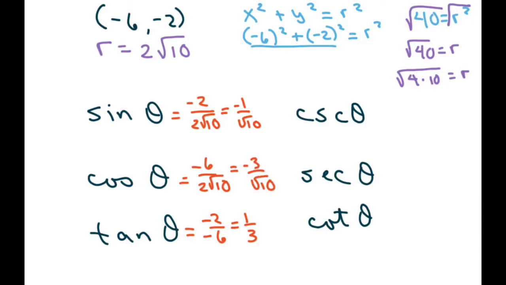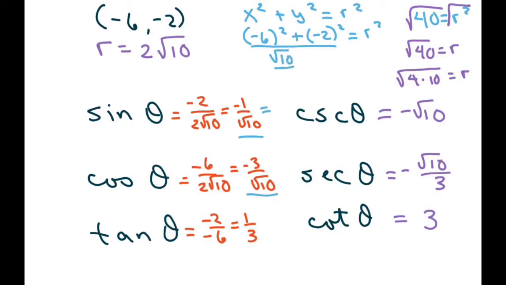So for these, you just flip everything. This will be negative square root of 10. This is going to equal negative square root of 10 over 3. And cotan is just going to be 3. And another thing you might have to do is rationalize the denominator here by multiplying those both by square root of 10 over square root of 10, because that equals 1. You're going to get negative square root of 10 over 10. This is going to be negative 3 square root of 10 over 10.